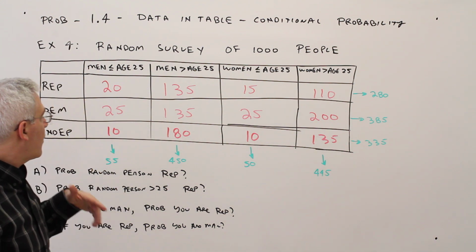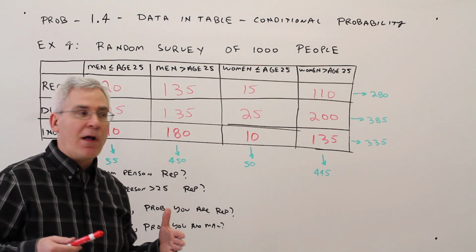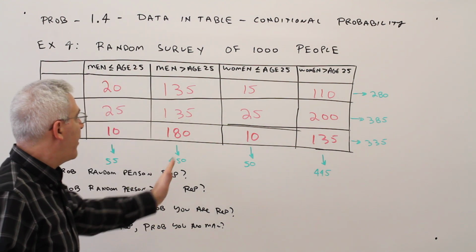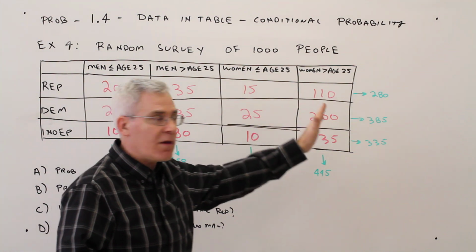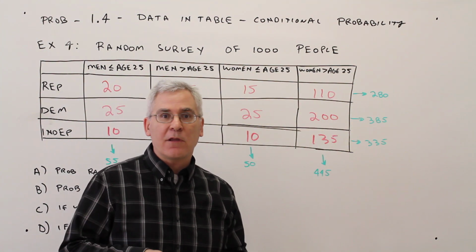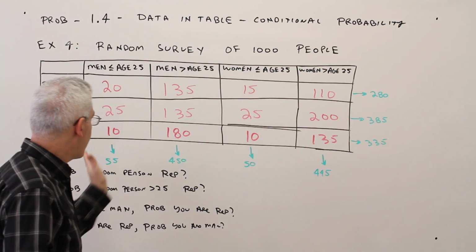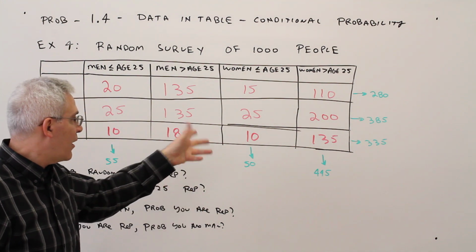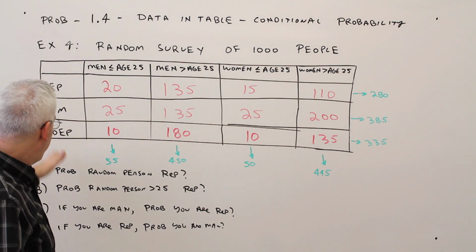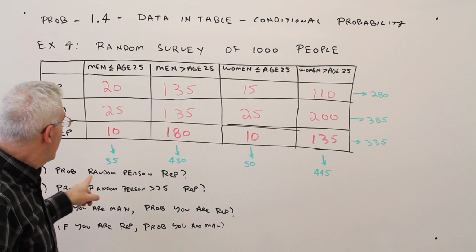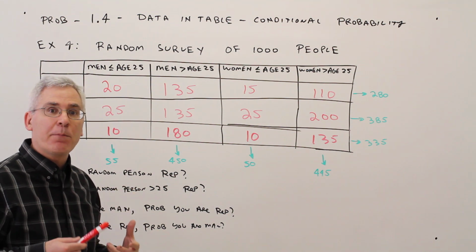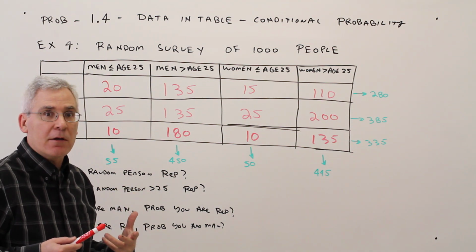One thing I do in these problems is sum all the columns and sum all the rows. Typically you'll need that information later. I did that already, but you could do that yourself with a calculator. There's 4 questions. A, what's the probability that a random person is a Republican?